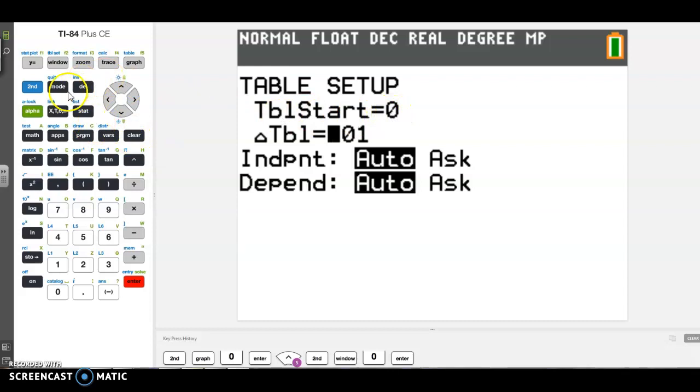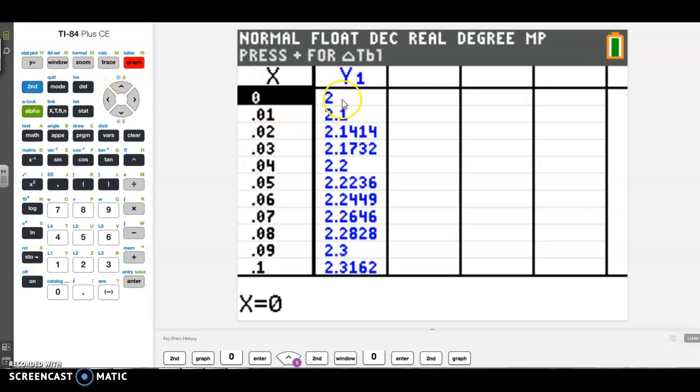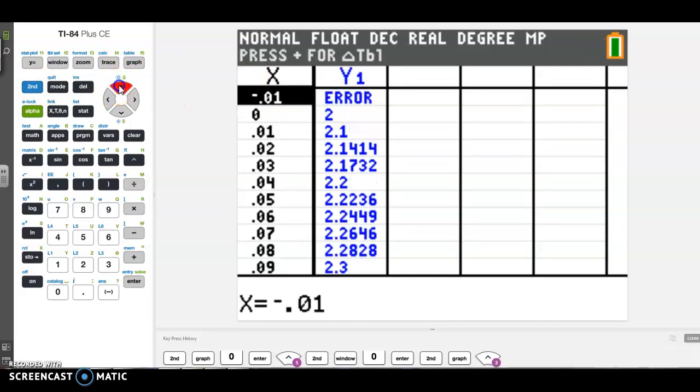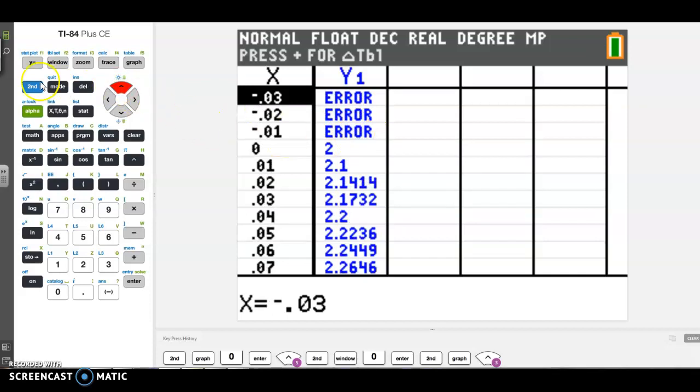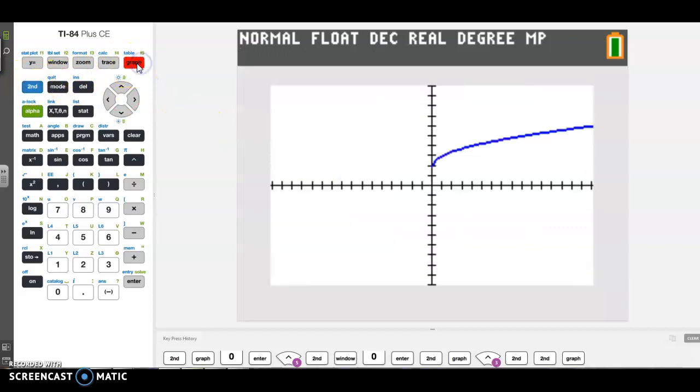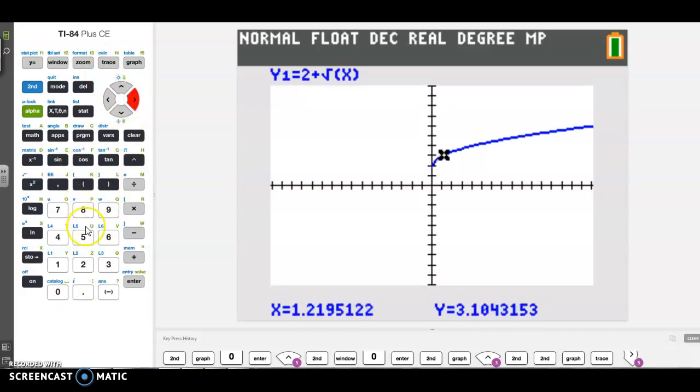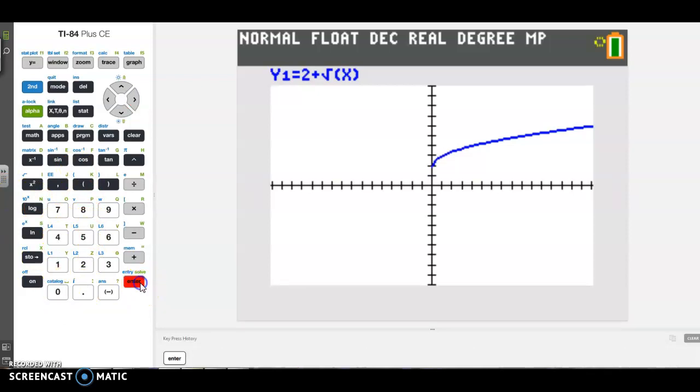So I just went into my table setup and changed my start value to 0. It looks like (0, 2) is included. If 0 wasn't included, you would get an error like you did at negative 0.01. Another way you could do that, just some calculator information for you: if you hit trace, and let's say your calculator starts over here somewhere, and I want to know what's happening at 0, I could just hit trace and then hit the number 0 and then hit enter, and it'll tell me what that output value is.